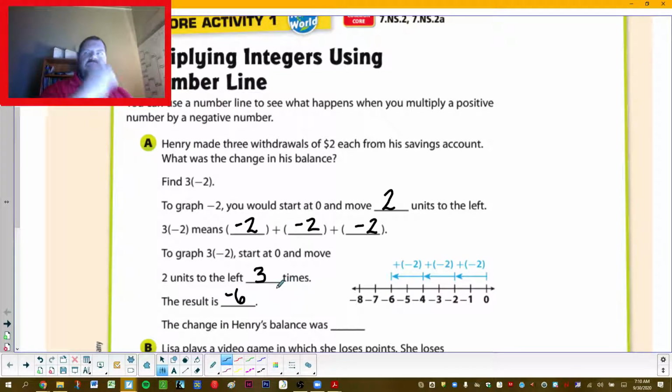So when you're dealing with change problems, like here, we didn't know what his bank account started at, but we just wanted to know what it ended at. And that's kind of tough to do because we don't know what it started at. So we just say the overall change is from 0 being no change, and it went back 3 times. So the change in his balance was -$6. That's weird to write it that way.